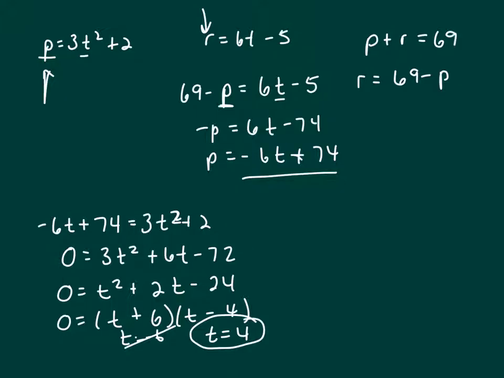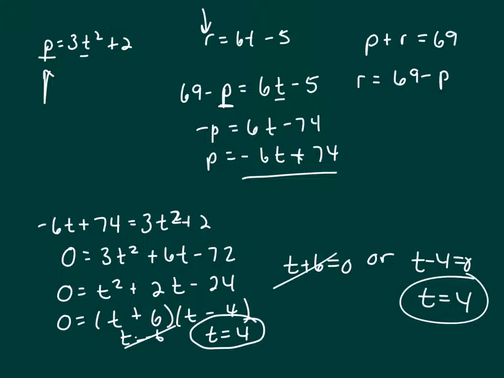I didn't say it, but when you've got these factors, t plus 6 times t minus 4 equals 0, the only way you can multiply two things together and get zero is if one of them is 0. So either the t plus 6 had to be 0 or the t minus 4 had to be 0. So we threw out that negative. Answer's 4.